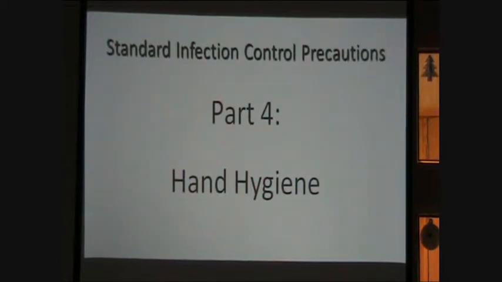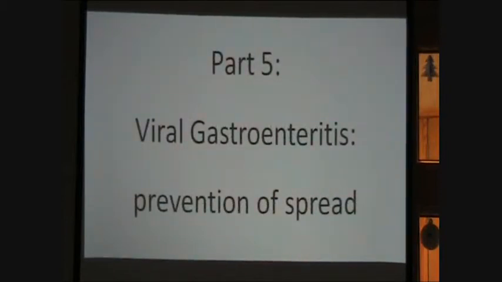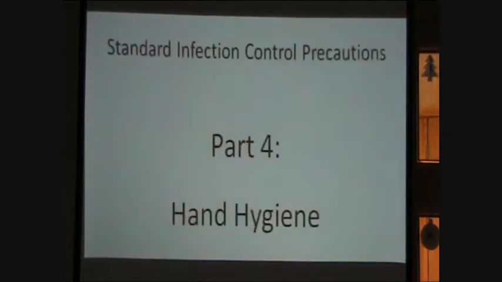Standard infection control precautions should be applied in all healthcare settings to reduce the risk of infection to patients, residents and staff. The fifth focuses on the key principles for reducing the spread of viral gastroenteritis in care home settings. This is the 4th presentation in the series and focuses on hand hygiene.